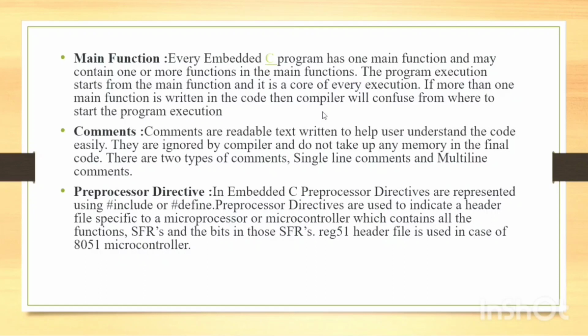Preprocessor directives in an embedded C program are used to indicate a header file specific to a microprocessor or microcontroller, which contains all the functions, SFRs, and bits in those special function registers. For example, the reg51 header file is used in the case of 8051 microcontrollers.